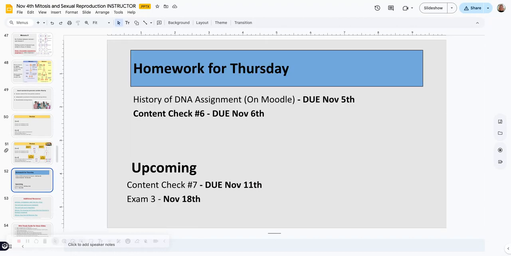Right, there's that assignment due tomorrow, as well as the content check due on Thursday. The assignment tomorrow should be really short and easy. Easy 5 points.